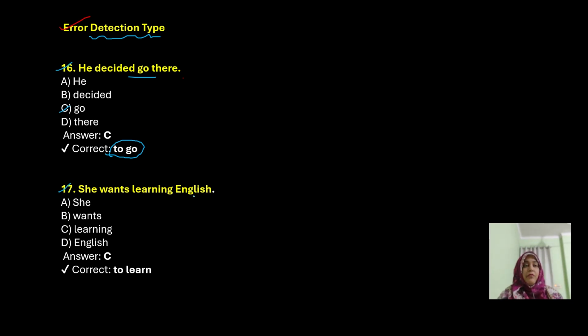Now the 17th sentence: she wants learning English. There is an error here. Find out. Fine. What will be the error? C. To learn. She wants to learn English. Fine.